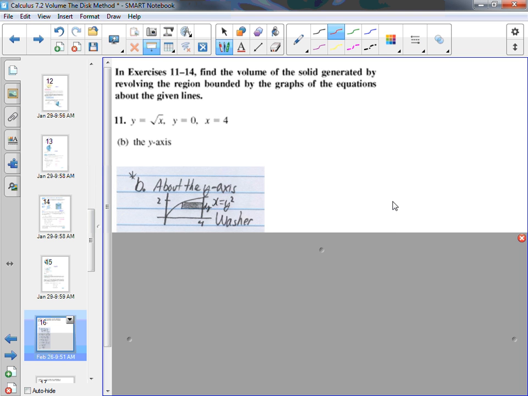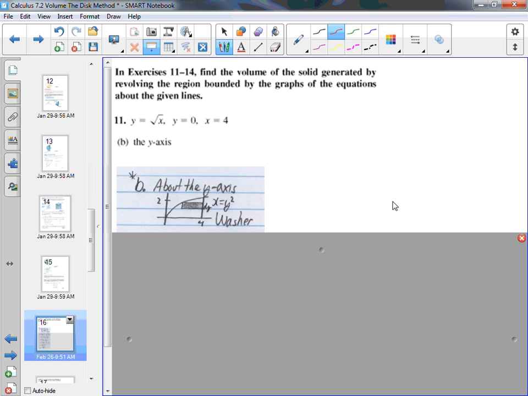And let's go to number 11. You worked part of number 11 yesterday as an example. Now we're going to do 11 part B. So the directions still say, find the volume of the solid generated by revolving the region bounded by the graphs of the equations about the given lines. This time, though, the axis of revolution turns this thing into a washer instead of into a disk.